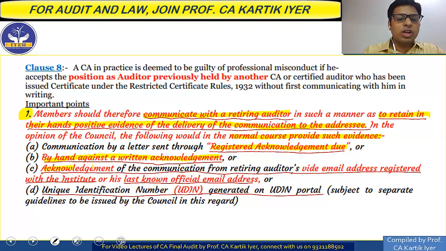Next is acknowledgement of the communication from the retiring auditor via email address registered with the institute. So we can do it by email, or a last known official email address. So we can do it on the email address registered with ICAI, or any last known email address that is known to the new auditor, or the unique identification number, that is UDIN, unique document identification number, generated on the UDIN portal, subject to separate guidelines issued by council in this regard. So you have to follow the UDIN guidelines, and then communication can be done with the previous auditor.